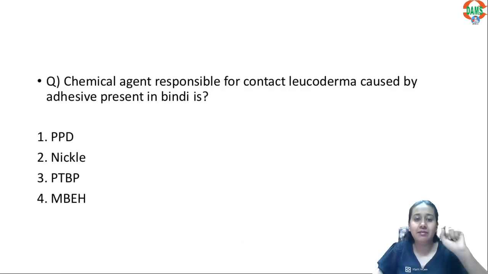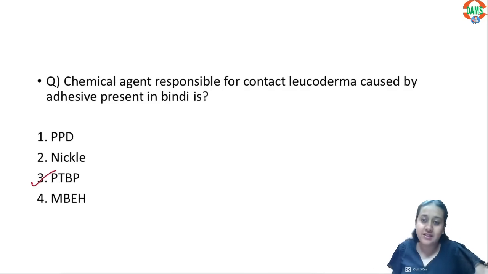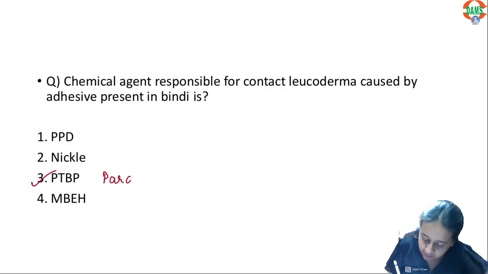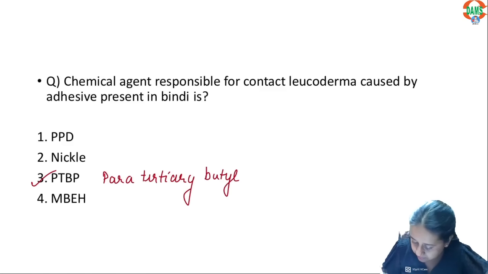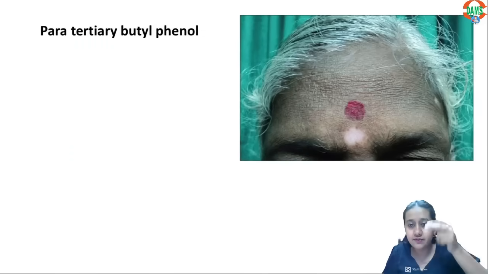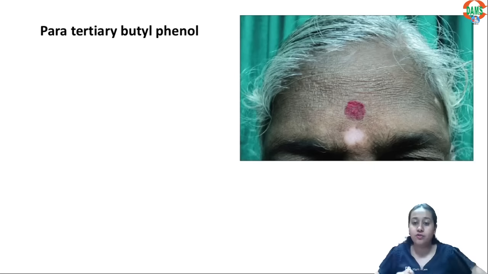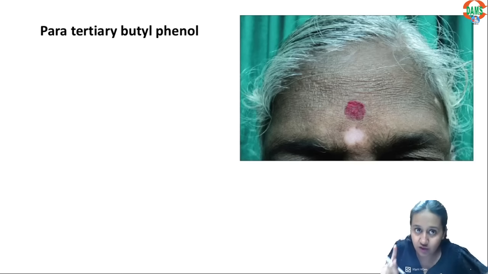Moving to the next question, the chemical agent responsible for chemical leukoderma caused by adhesives present in the bindi. Please remember, the adhesive which is present in the bindi is para-tertiary butylphenol, which is known as PTBP. Now let me show you the image. This is the image when somebody applies bindi for a long time. He or she develops allergy to it, and because of allergy, ultimately there will be a complete loss of the pigmentation. Patient can even go into the leukoderma status. So this is your bindi adhesive.